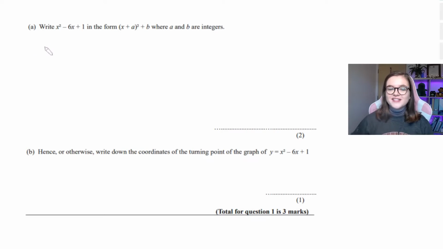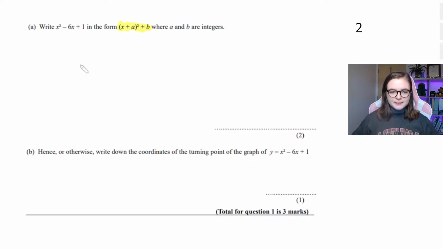Let's get to it. Okay, first up then, write x squared minus 6x plus 1 in the form x plus a all squared plus b, where a and b are integers. So this is a telltale sign of completing the square. If I want you to write it in this format, it is always completing the square. There is nothing else it could be. This is completing the square, right?